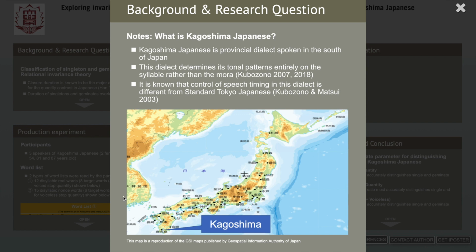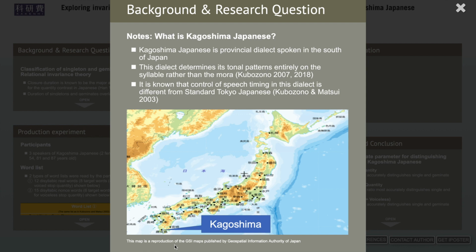So this is Japan as a country, and Kagoshima is around here, and Kagoshima Japanese is the Japanese dialect which is spoken around here. So Kagoshima Japanese is provincial dialect spoken in the south of Japan, as I said. This dialect determines its tonal patterns entirely on the syllable rather than the mora, which is different from Tokyo Japanese, a mora-based language. Because of this, Kagoshima Japanese is often called a syllable-based dialect.